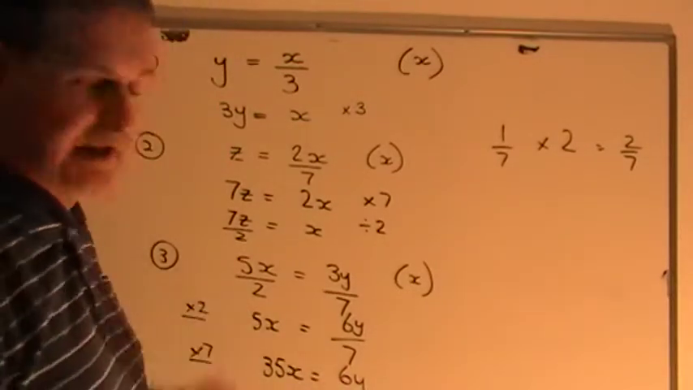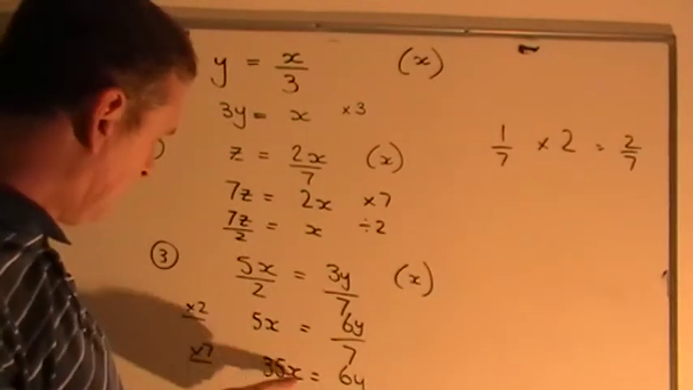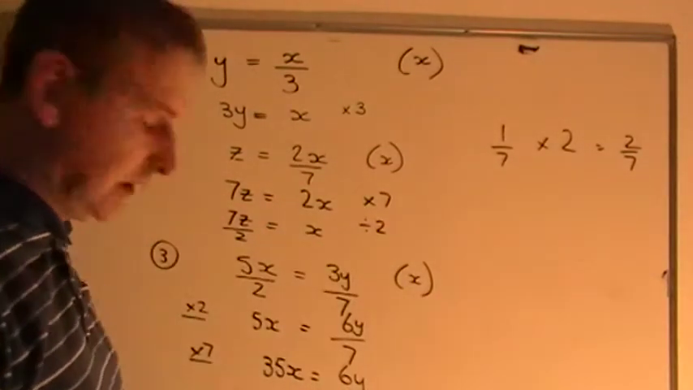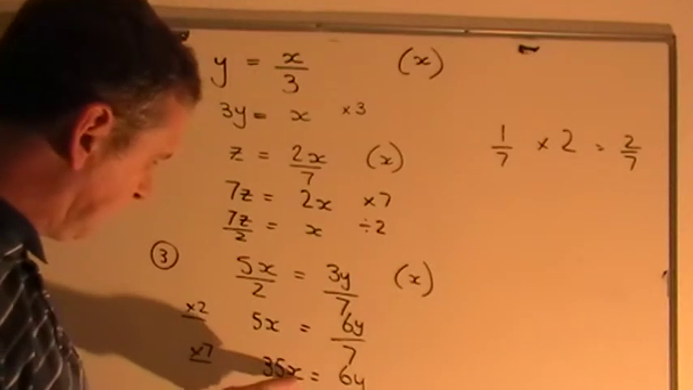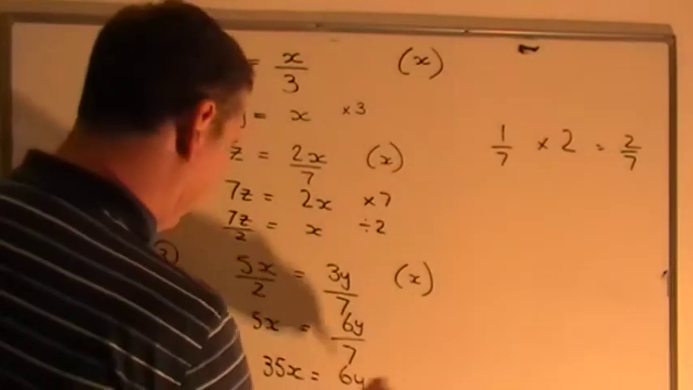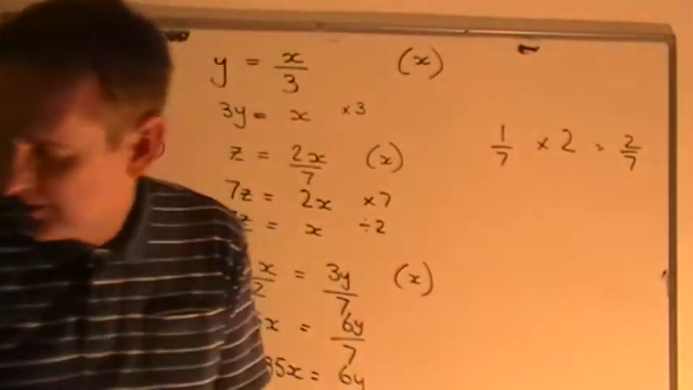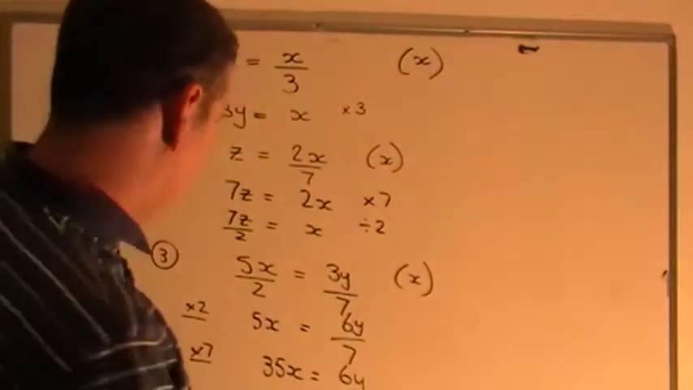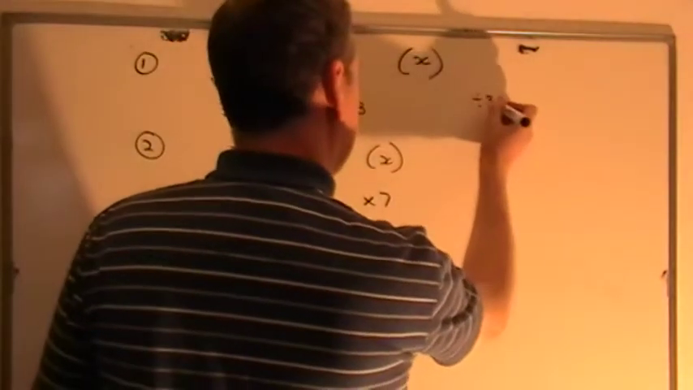But I don't want 6y, and I don't want 35x. What I want is a single x. Well, okay, I've got to get rid of the 35 that's stuck onto the x. So what I need to do, I may have run out of space here at the bottom of the board, so I'll go up here to finish this question off. I'm going to say now let's just divide that by 35.